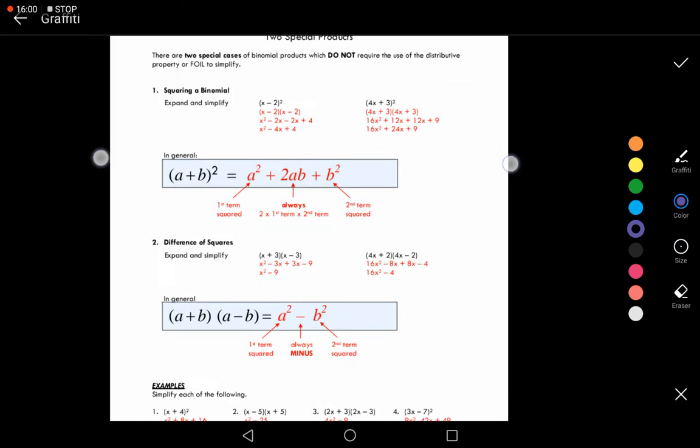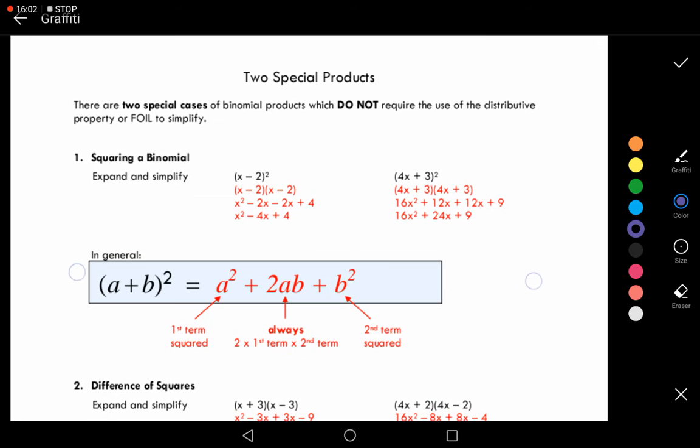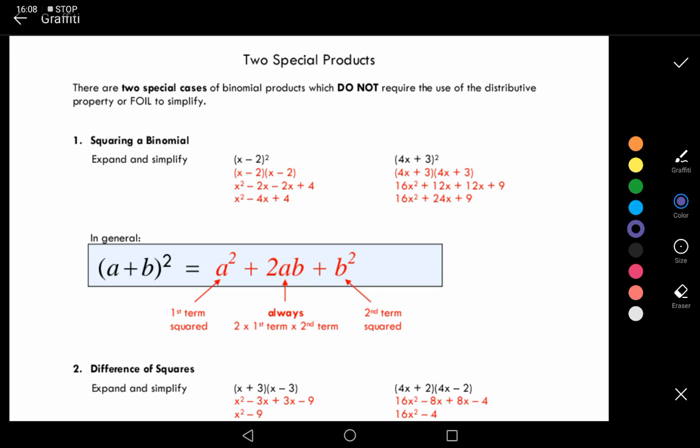Okay, so let's look at a couple of special products. Specifically, there are two cases. There are two special cases of binomial products which do not require the use of the distributive property or FOIL, which is the same thing. We just refer to it as one of the two to simplify. So there are two different situations. The first is when we're squaring a binomial.